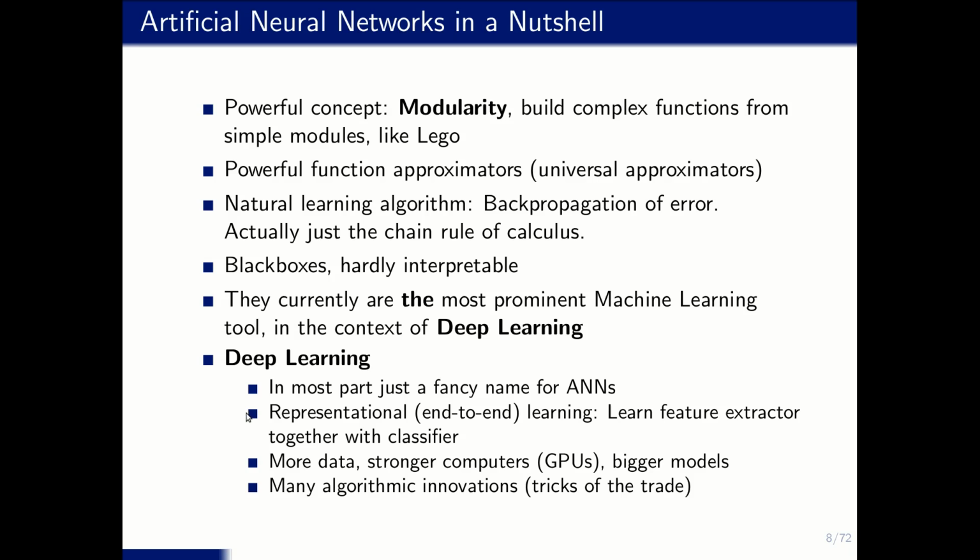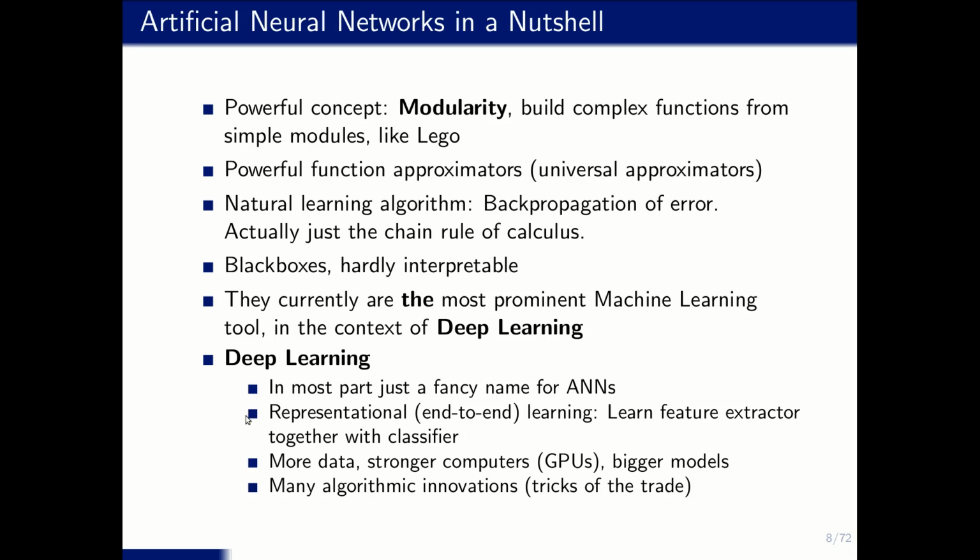The main philosophy in deep learning is representational or end-to-end learning. Classical machine learning used to first extract features and then learn a classifier on top of that. Here the idea is to just provide the raw data to the whole system, and the artificial neural network shall learn both the features and the classifier.